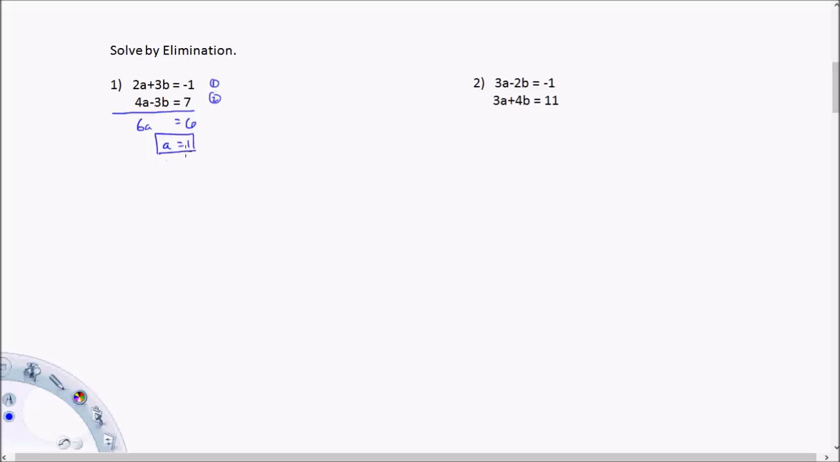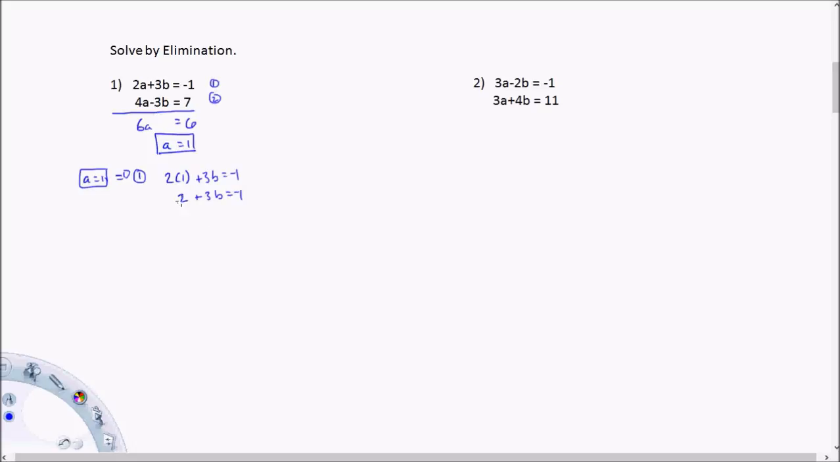We then want to sub a equals 1 into either of our equations. So let's choose equation 1, but really it doesn't matter which one. So we'd have 2 times 1 plus 3b equals negative 1. 2 times 1 is 2, so we have 2 plus 3b equals negative 1.